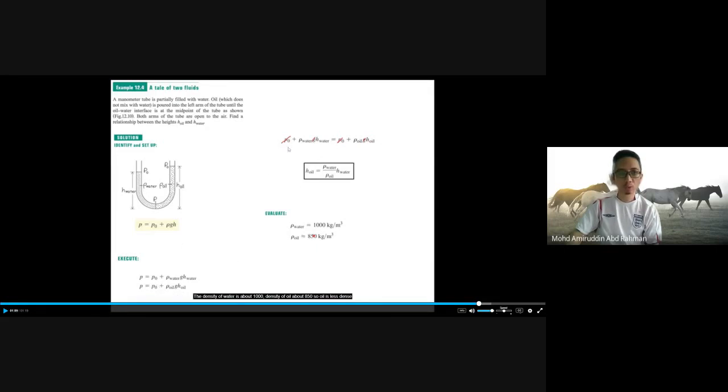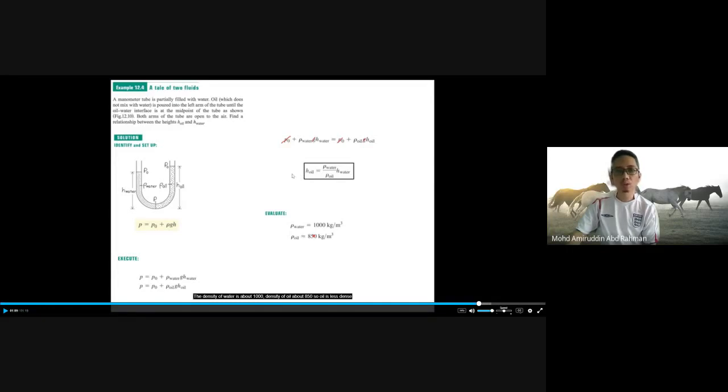Once you equate the equation, you can cross out P naught. What is left is rho water, g and h, and then rho oil, g and h of oil. g can also be crossed out, because the gravitational acceleration is similar for both water and oil. So rho water times h water equals rho oil times h oil. So that's the relationship.